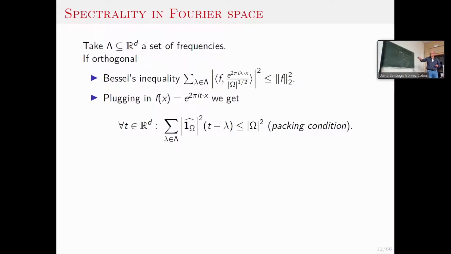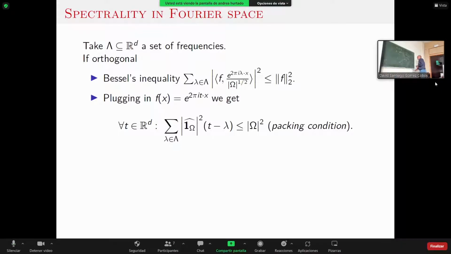So this is the indicator function of omega Fourier transform squared. This is because of this square. And you sum it up over all the lambda and you get at most omega squared. So orthogonality implies this condition, which I have called a packing condition. Why did I do this? Why did I call this a packing condition?